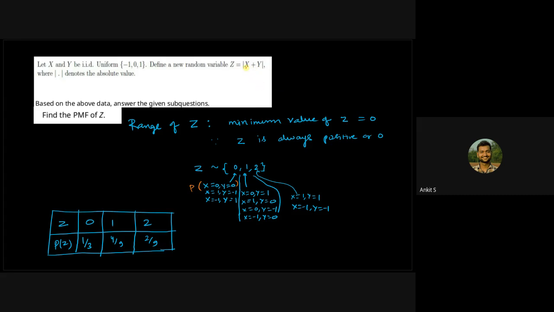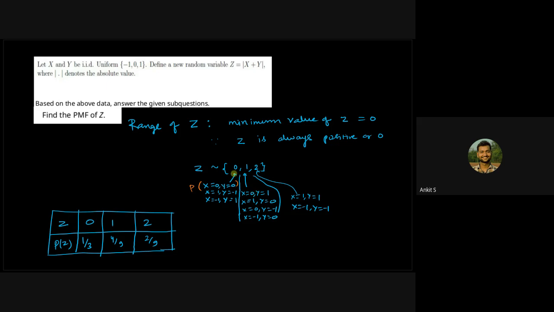So first you will start from 0. x can take value 0, y can also take value 0, so z will take value 0. That's what we have done here. Then when x takes value 1, y takes value -1, both of them add up to 0, and then we put a mod. We will get 0. So this is the case.